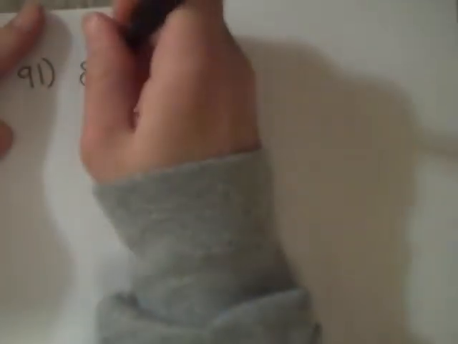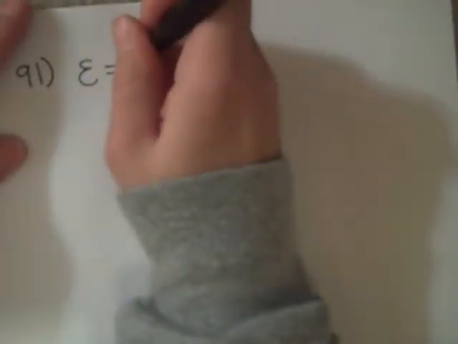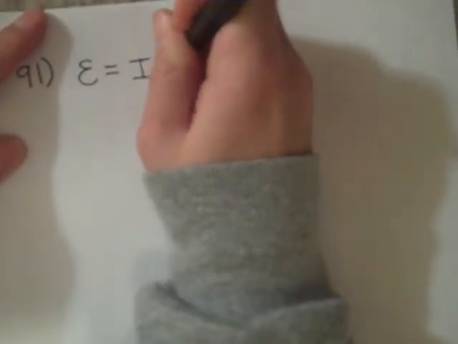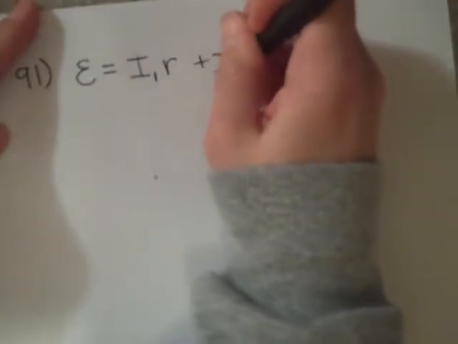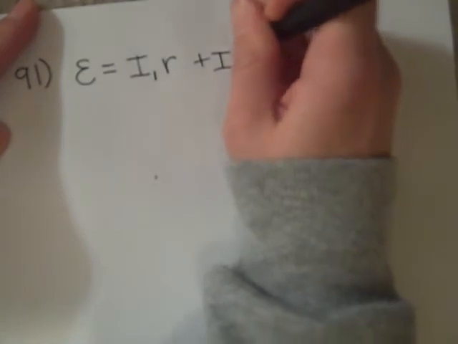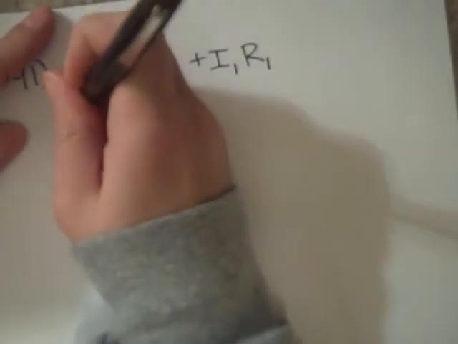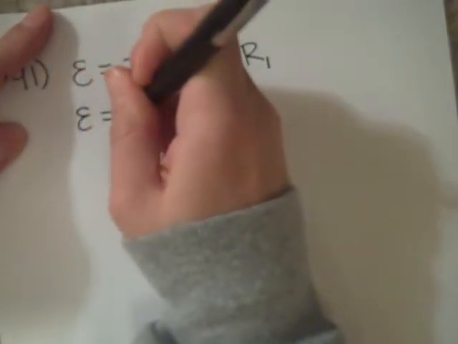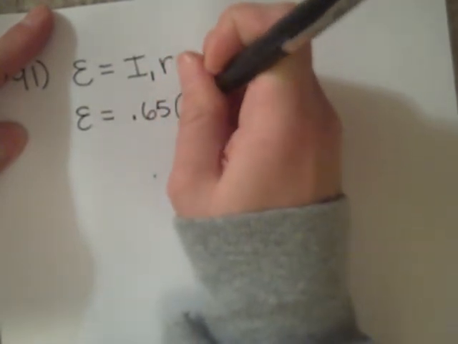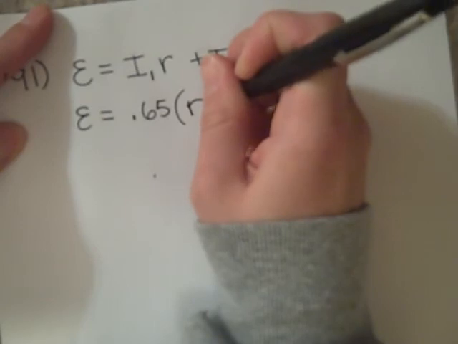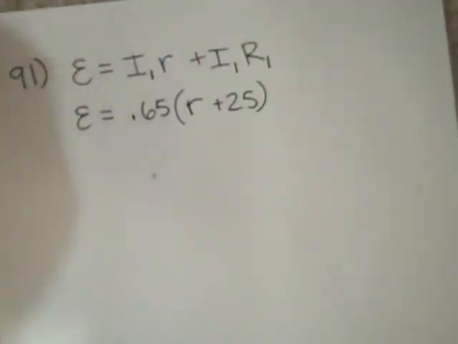So the first one says that the EMF that we are trying to find is going to be, for the first situation they give us, the current times the internal resistance, plus the current, which I'm calling I1 for this first situation, times the actual resistors. And so plugging in values, I'm going to get this EMF equals, I'll pull out a 0.65, which is the current, and then times the quantity internal resistance, little r, plus 25.